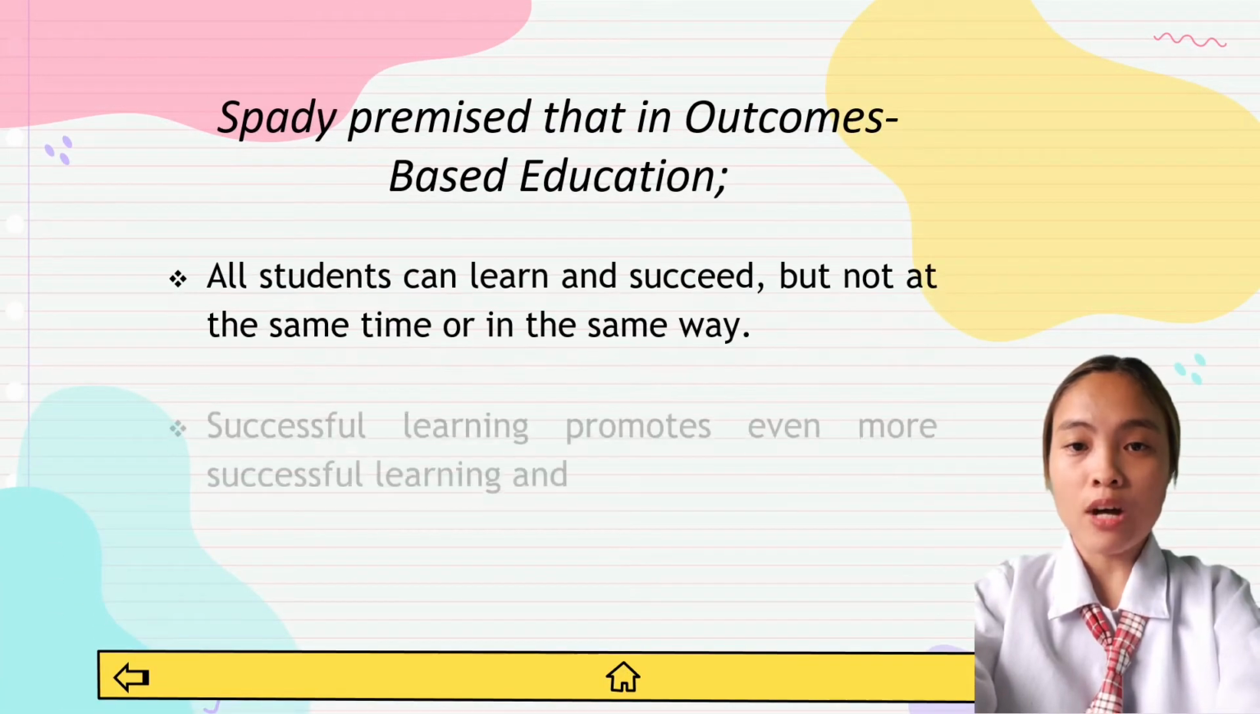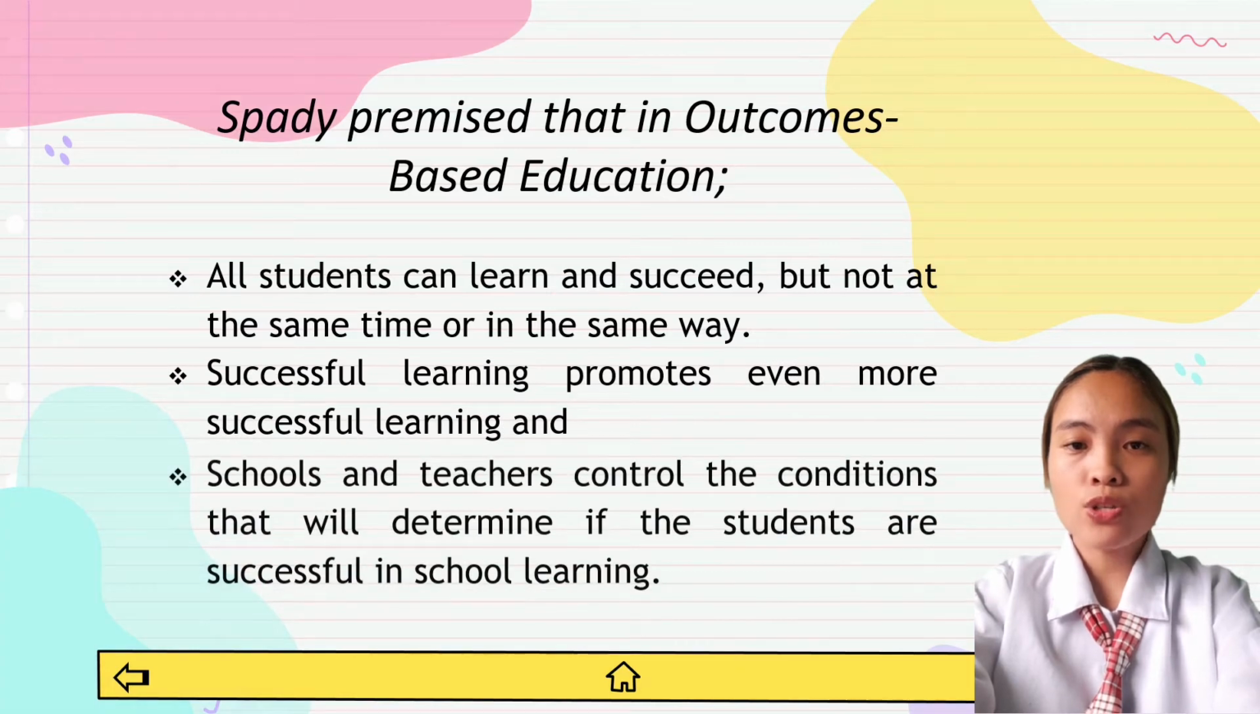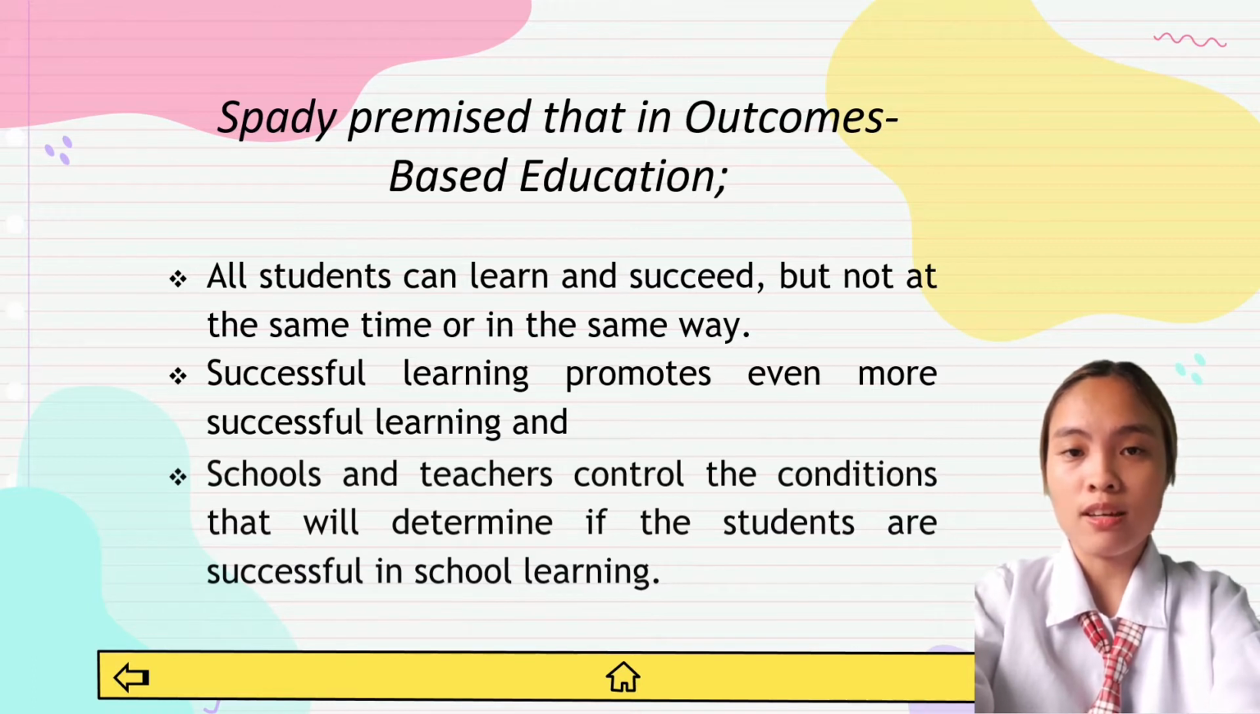Spady premised that in outcomes-based education, all students can learn and succeed, but not at the same time or in the same way. This means that not every student a teacher has in class is going to enjoy and understand what they are teaching. Anyone can learn almost anything given enough time, effort, and explanatory materials. However, they may not be able to execute what they learn or display extraordinary mastery of the subject, especially involving creative extensions to the knowledge base.